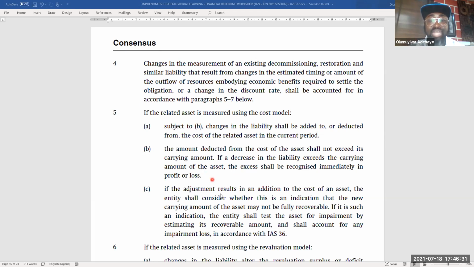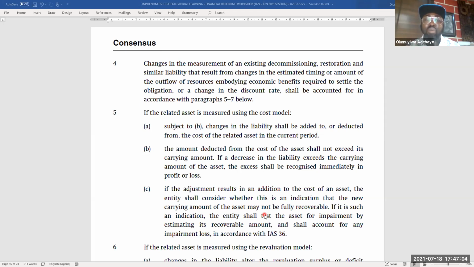Now, if the adjustment results in an addition to the cost of an asset, which means the 2 million increase from 10 to 12 I explained earlier, the entity shall consider whether there's an indication that the new carrying amount of the asset may not be fully recoverable. What it means is that the provision has increased from 10 million to 12 million, which means it has increased by 2 million. That 2 million will be added to the carrying amount of the asset. Let's say the carrying amount is 7 million. 2 million plus 7 million is 9 million.